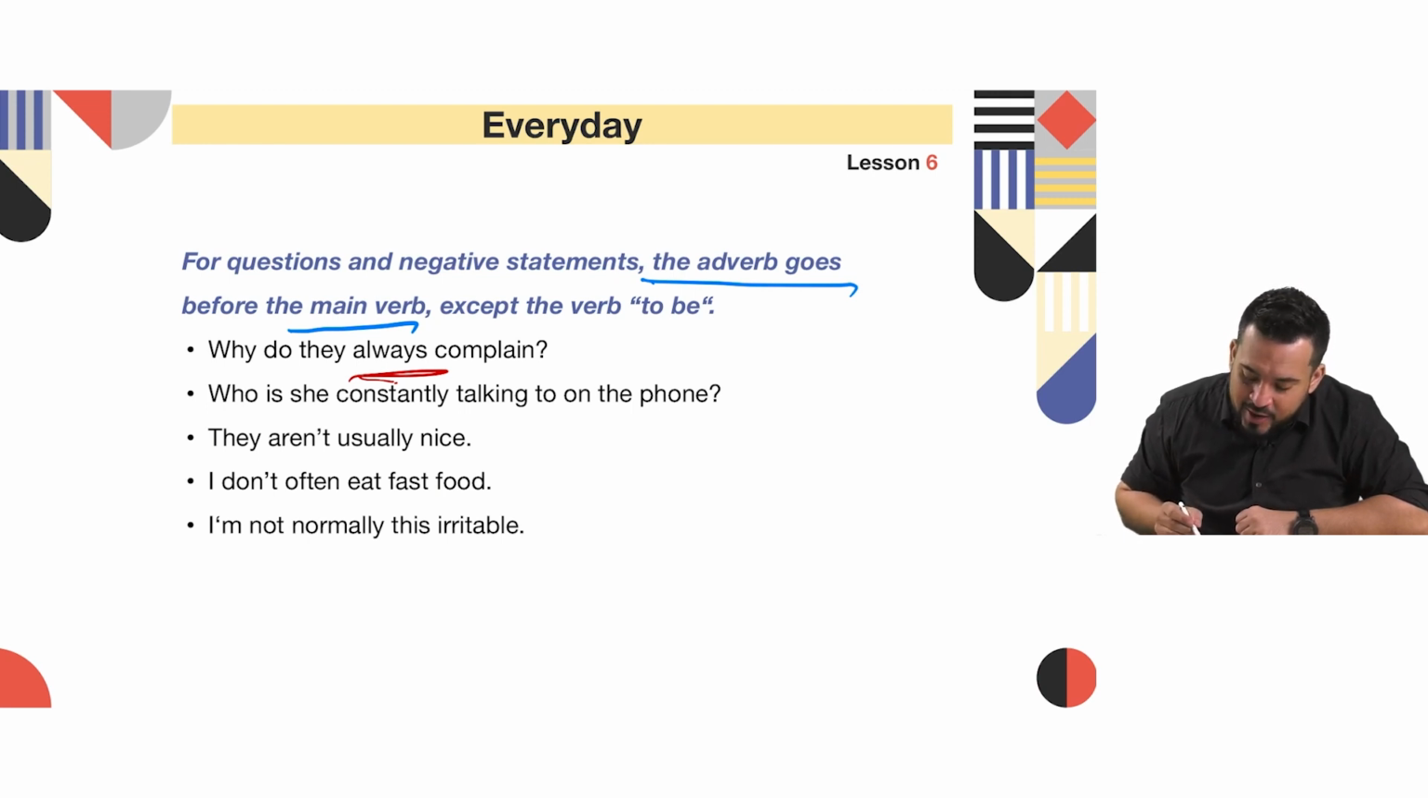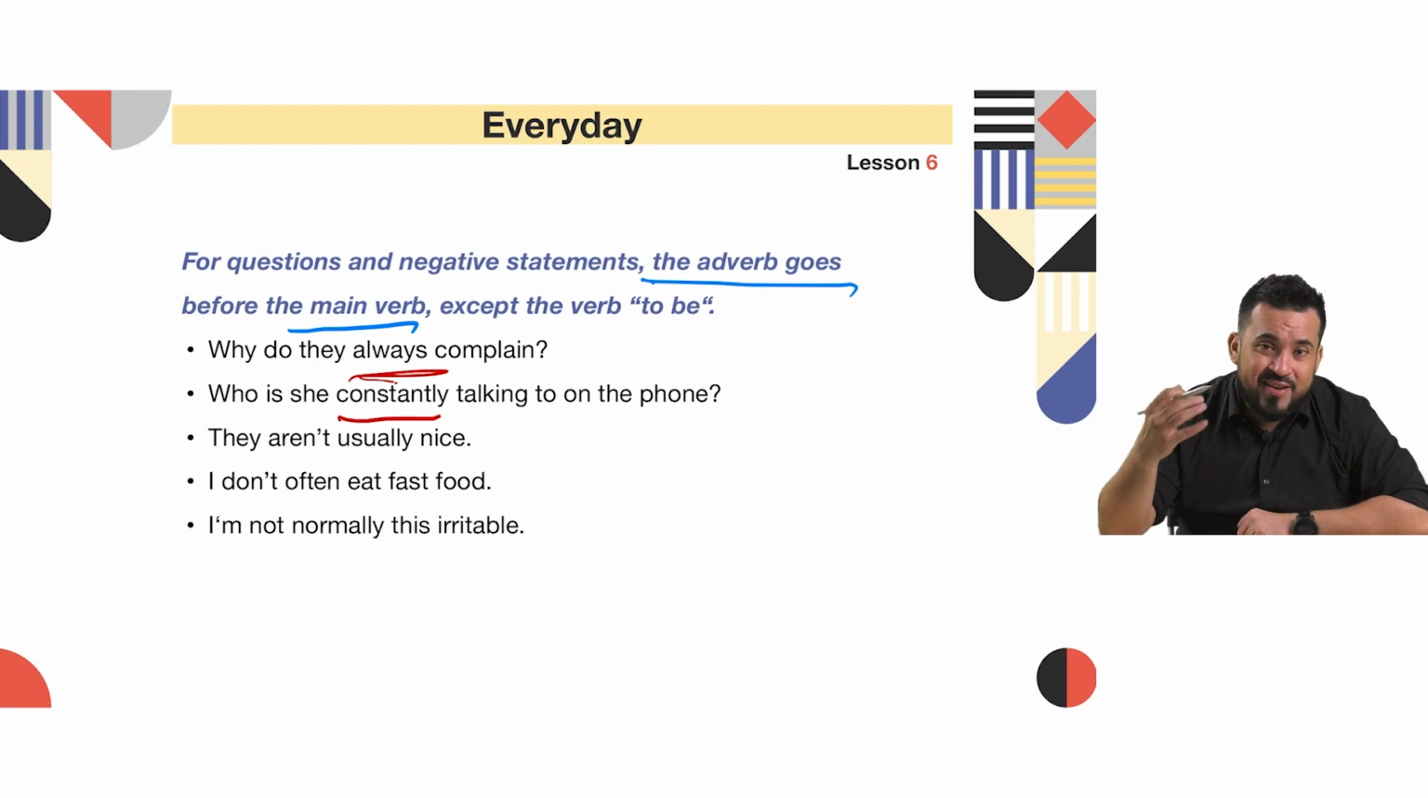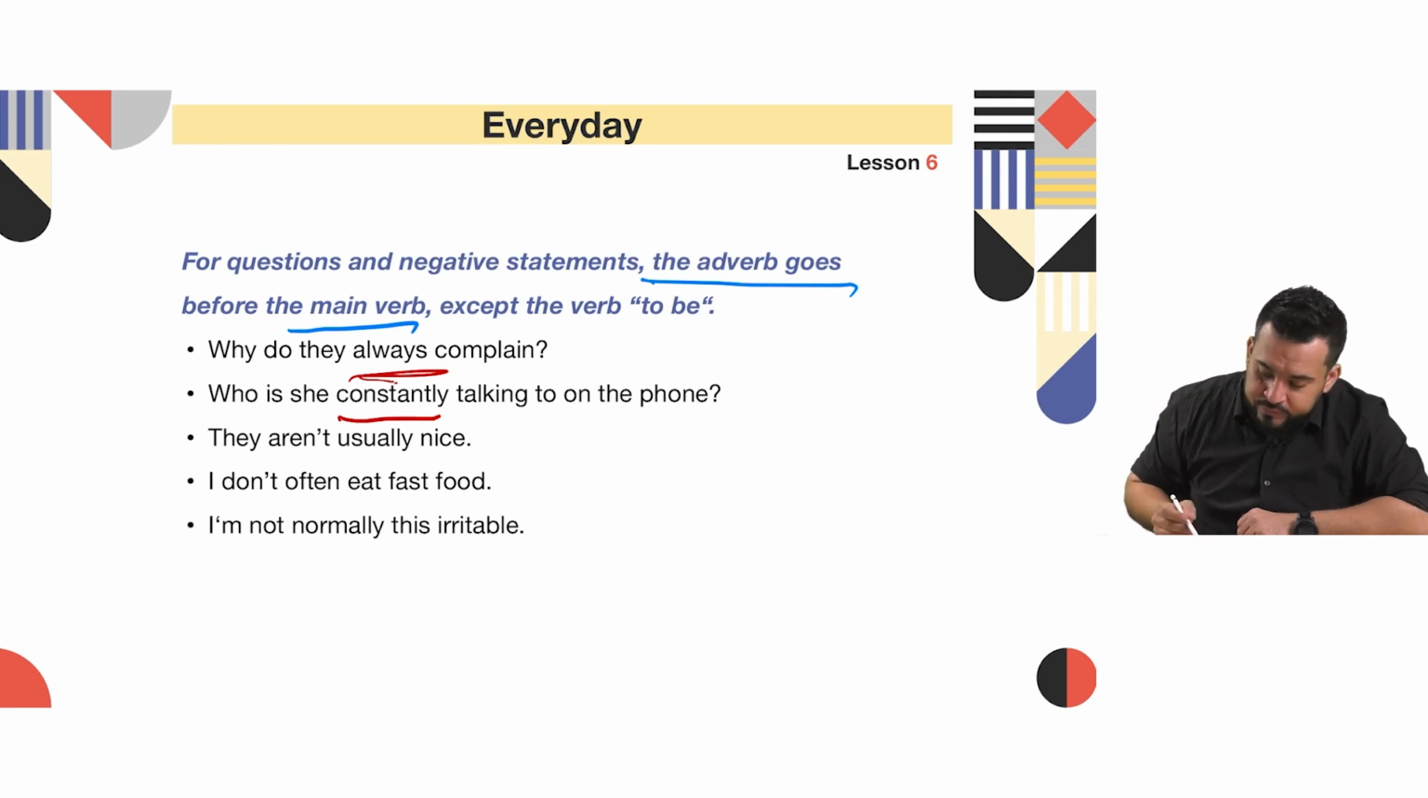Who is she constantly talking to on the phone? Constantly means all the time. Okay? Again, it's before the main verb, which is talking.